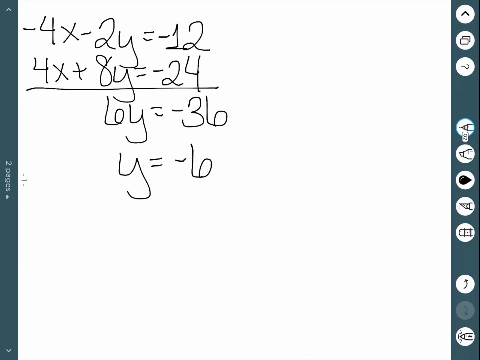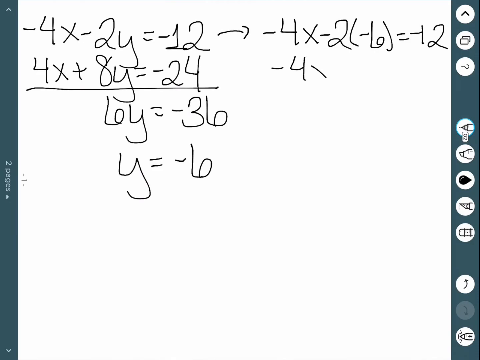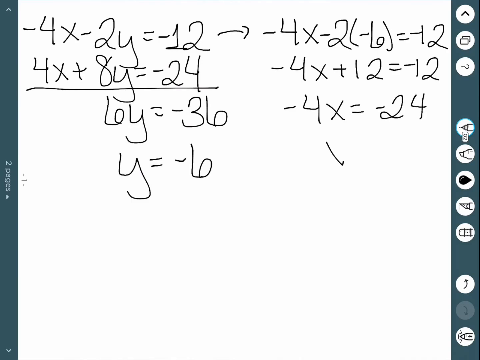And now we need to find x. Essentially we can use either one of these equations to find x. I'm going to do the first one. This is negative 4x minus 2 times y, but we now know what y is, negative 6. Well, negative 2 times negative 6 is positive 12. And then I can just solve a linear equation. Subtracting 12 from both sides leaves me with negative 4x equals 24, and dividing both sides by negative 4 gives me that x is 6. So my solution is 6, negative 6.